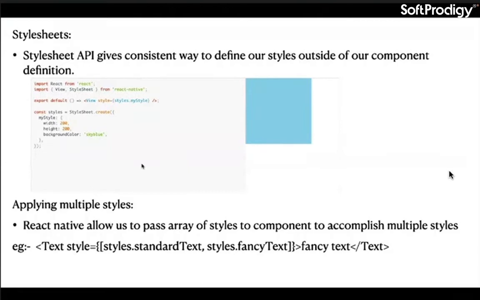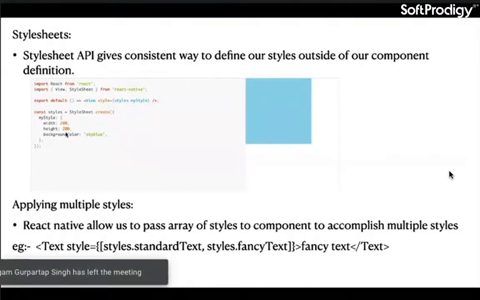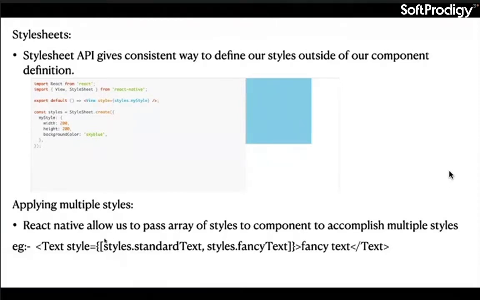Okay, suppose I need to include multiple styles. For example, here, to include multiple styles, what can I do? To apply multiple styles, we can include them in an array, like styles.myStyle. Suppose standard text has 200 height and sky blue background color, while fancy text has other styles like font size and align items. I also need to include that here. For that, I need to wrap it inside an array. So that's the method to apply multiple styles. Hope it's clear.